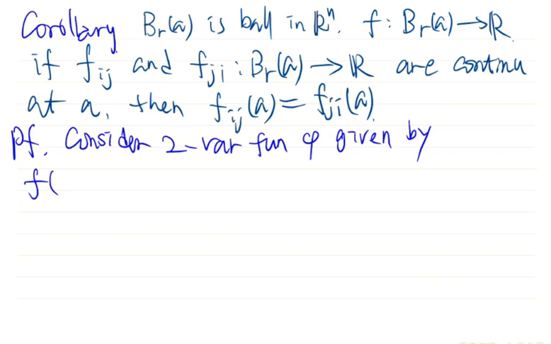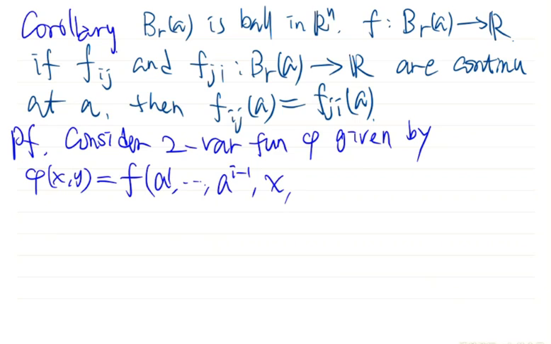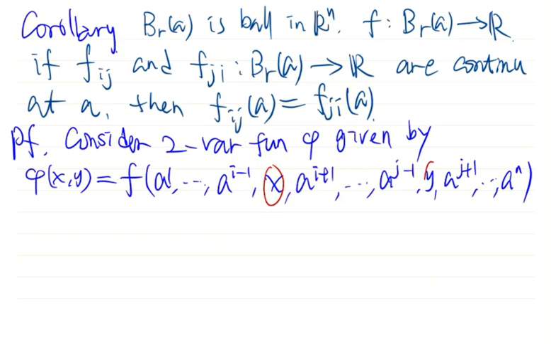phi of x, y is f of a1, ..., ai minus 1, x, ai plus 1, ..., aj minus 1, y, aj plus 1, ..., an. That is for f. For the n-variable function f, we fix n minus 2 variables. Only let the i's and the j's variable change and denote them by x and y.